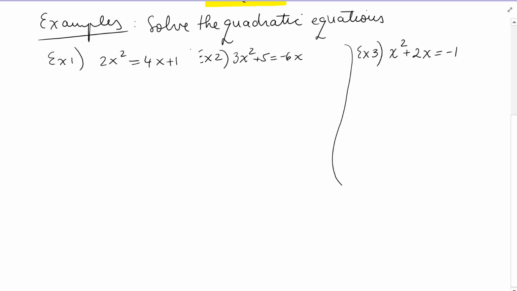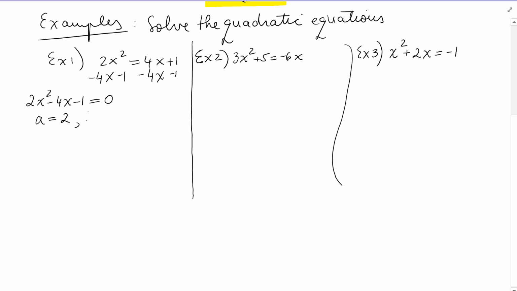As you can see, it's not written in that form that we originally had, like ax squared plus bx plus c equals 0. So let's move this 4x on the other side and let's move the 1 on the other side. So on the left hand side now we have 2x squared minus 4x minus 1 equals 0. Now the equation is written in that standard form where a is the number in front of x squared, b is the number in front of x, and c is the constant. So a equals 2, b equals negative 4, and c equals negative 1.